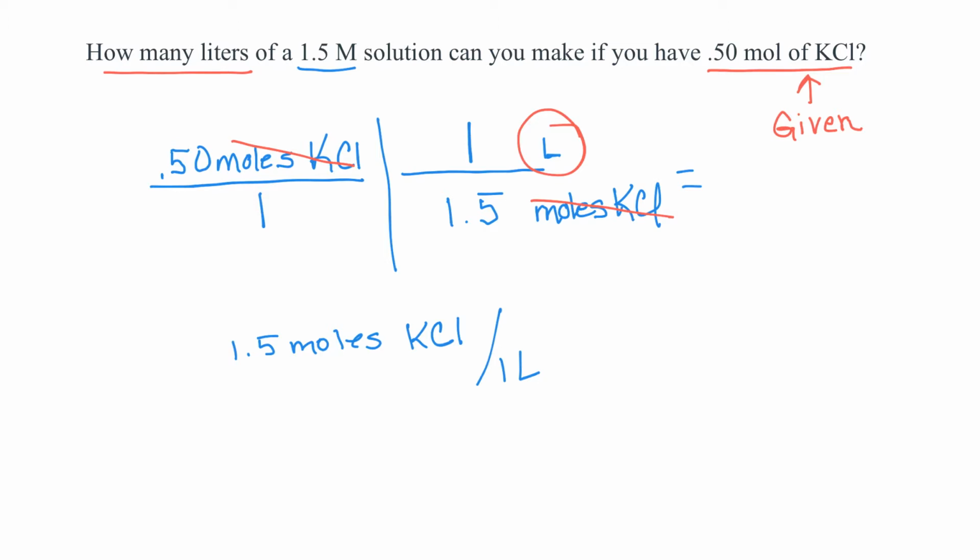So we multiply through: 0.5 times 1 is 0.5, and that's liters, right? Divided by 1.5. And if we divide that, 0.5 divided by 1.5, what do you get? That's the answer. So go ahead and divide that, and hopefully this helps you with question number 5.